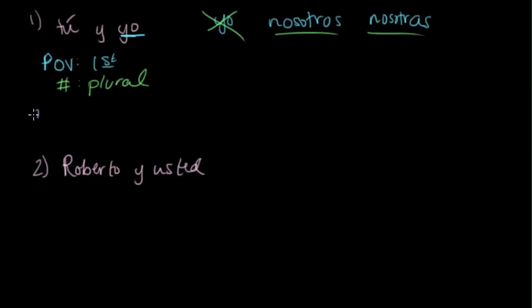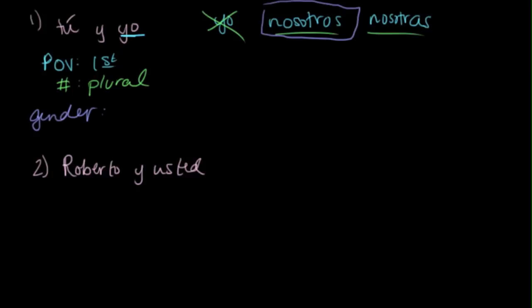And then we look at gender. And in this example, gender is a little bit ambiguous because tú could be either male or female, and yo could be either male or female. However, just to be safe, we'll default to the masculine and go with nosotros.